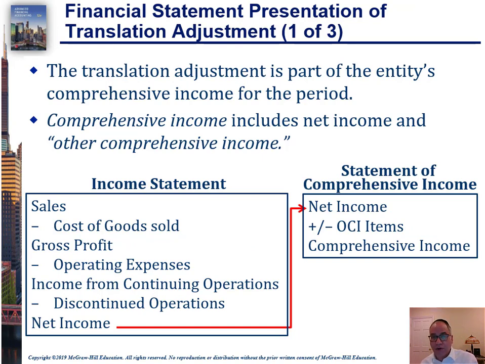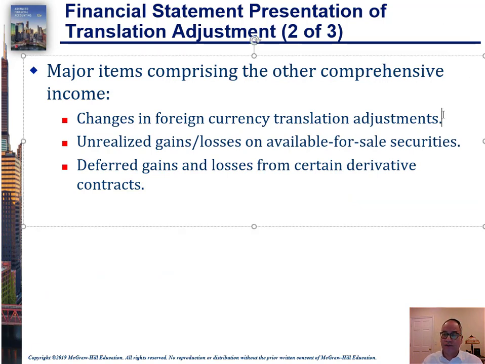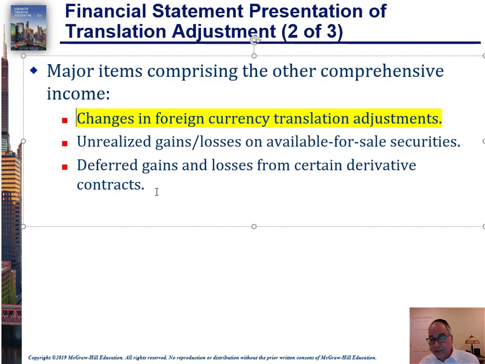So it says here it's part of the entity's comprehensive income. That's because it's not part of net income. So it'd be one of the adjusting items of other comprehensive income. And remember that the three basic adjusting items are changes in foreign currency translation adjustments, that's what we're talking about today, unrealized gains and losses on available for sale securities, and deferred gains and losses from certain derivative instruments.